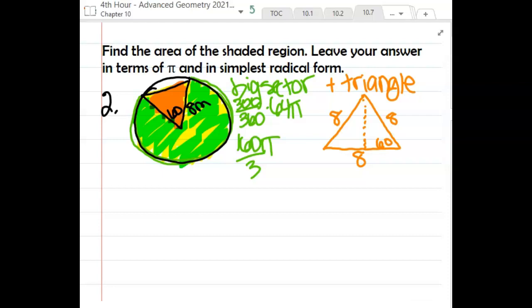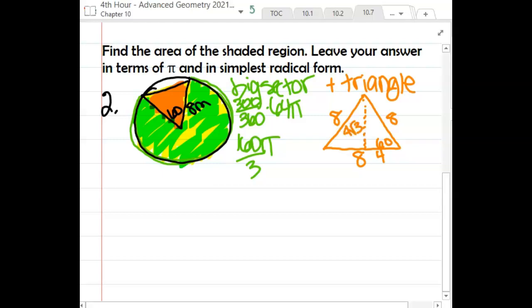What I need is the shorter side. Like we did on the first one, there are two ways to find the shorter side. Probably the easiest, you take that base and cut it in half. So what is the shorter side? 4. You could also take the hypotenuse and divide it by 2. Either way, my shorter side is 4. What is my longer side? 4 square roots of 3.